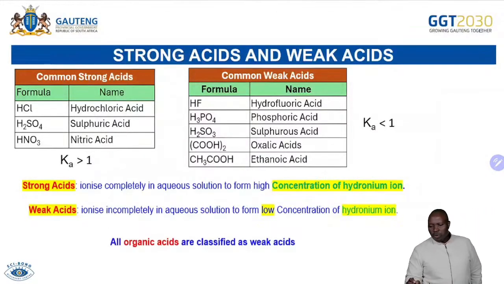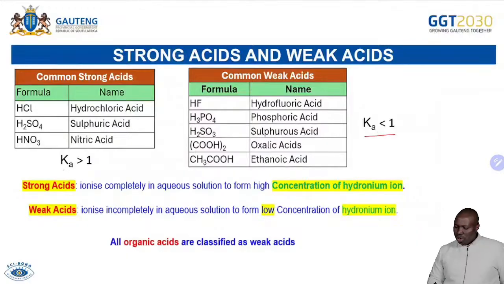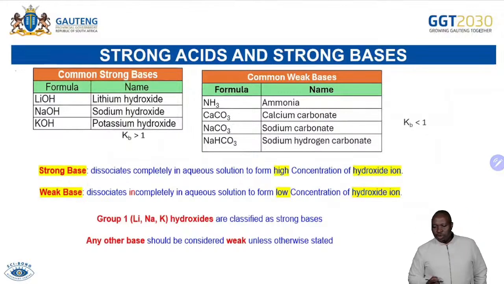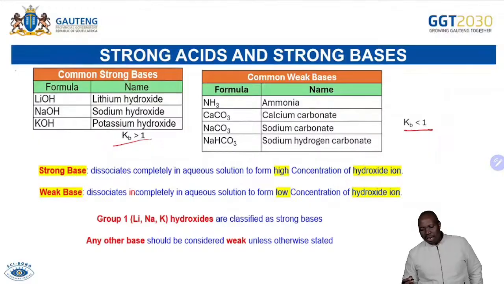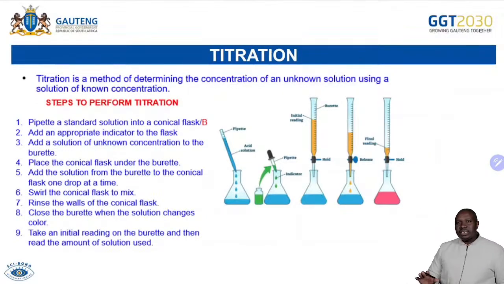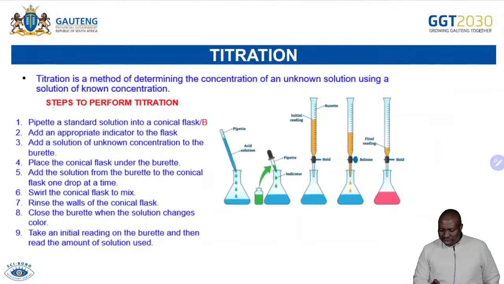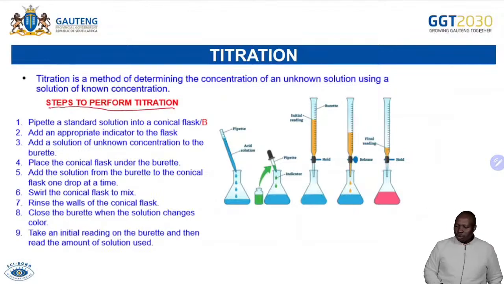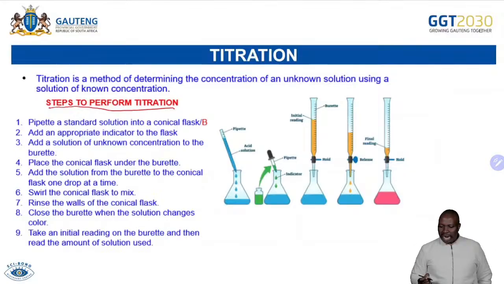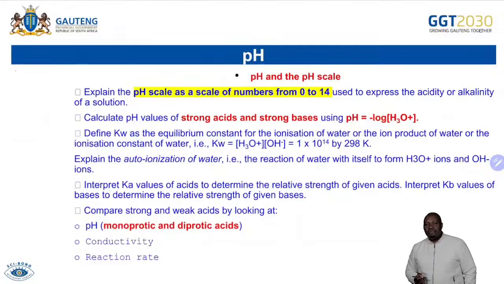We talked about this: weak acid, Ka value less than 1, strong acid, Ka value greater than 1. And then we talked about the Kb value being less than 1 for weak bases, and Kb value greater than 1 for strong bases. And titration, in terms of the process itself, in your exam guideline, it's written that you must know the steps to perform titration. Simplified in this one, you can see all the steps that you are following during your titration. So you must know all the steps for titration.